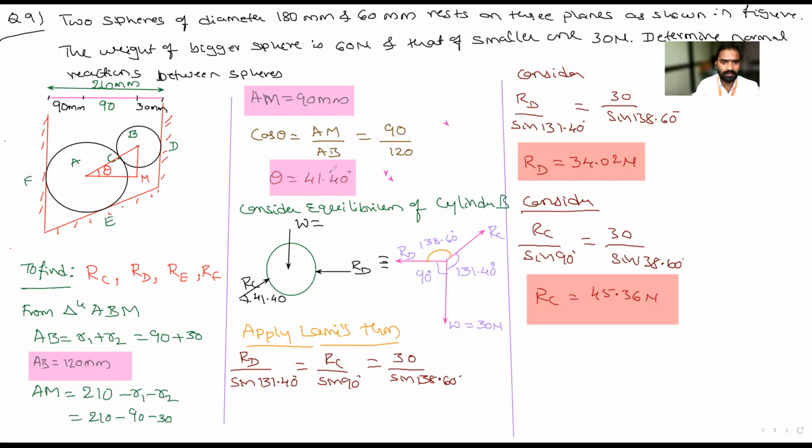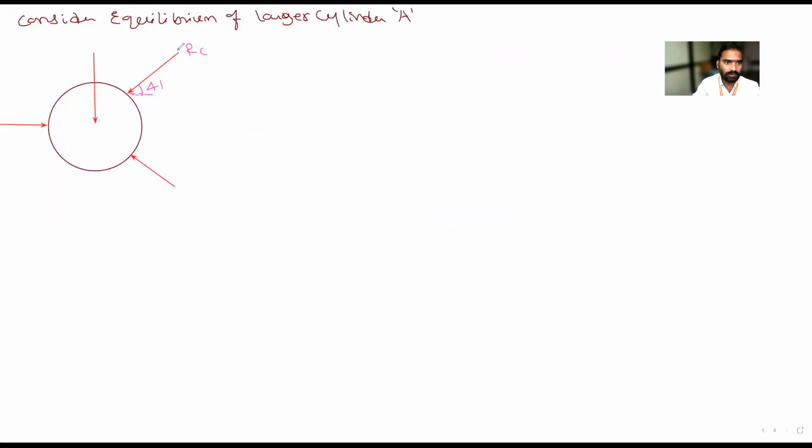RC makes 41.4 degrees, theta value 41.40 degrees. RC is 45.36 Newton. Next, the weight of the larger cylinder is how much? 60 Newton. Next, this is RF, and this is RE.